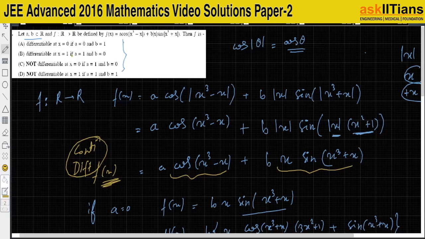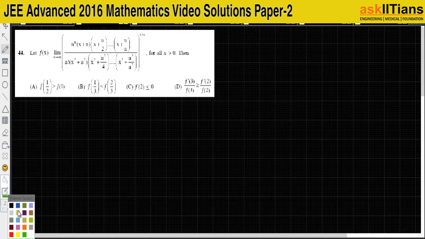So option A is definitely correct. It is differentiable at x equal to 0. It is differentiable at x equal to 1. It's given that it's not differentiable at x equal to 0, that's not true. It is differentiable, right? So A and B will be the correct answer. Wherever it says that it is differentiable, those options are correct. Here A and B are the correct answers. Okay, let's move on to the next question now.